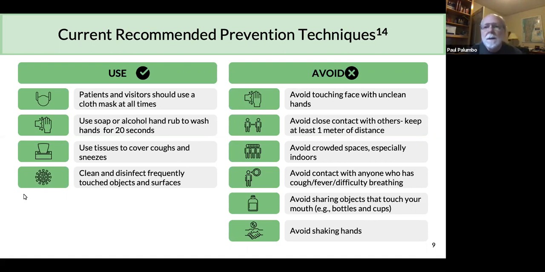On the right-hand column, things to avoid: touching one's face, avoid close contact with others, avoid crowded spaces, avoid contact with anyone who has symptoms, especially respiratory symptoms and fever, and avoid sharing objects that touch your mouth like bottles and cups. Probably not bad advice most of the time. And avoid shaking hands. So we missed that physical contact. Hopefully someday we'll get back to this. But right now, it's probably prudent to avoid close physical contact, including shaking of hands. Okay, Ann, next slide, please.